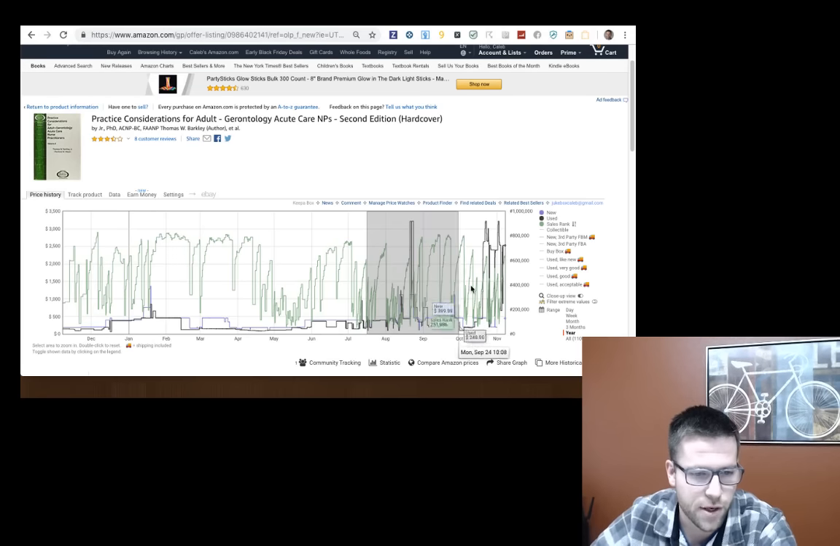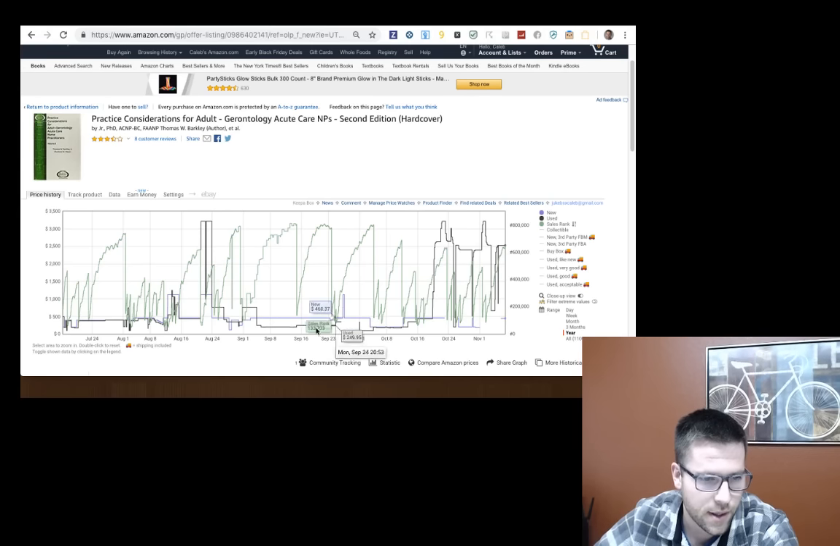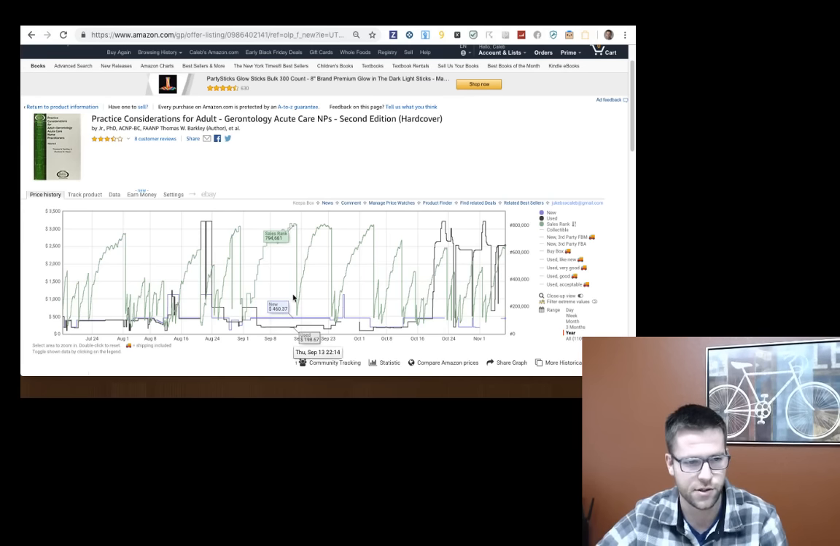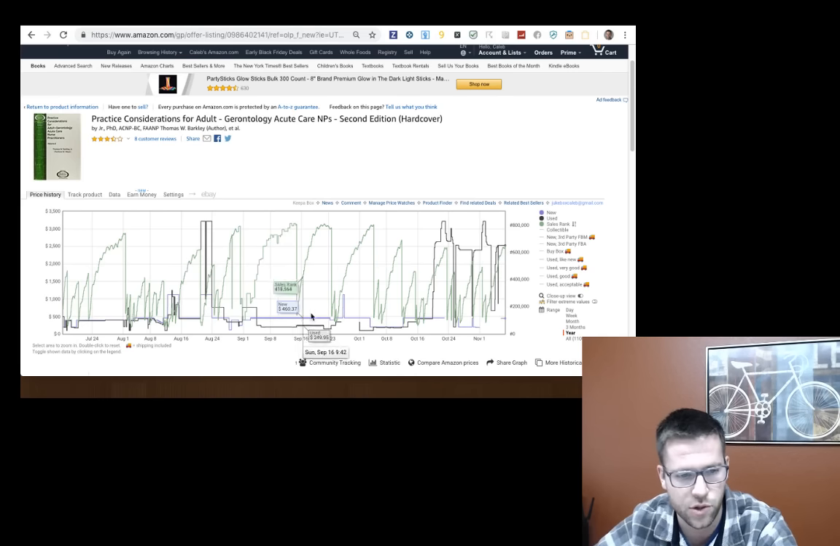All right, so we've got extreme values. Let's go ahead and zoom in on a period of time here. So again, we see that this book is selling. Here's a sale, so it's sold in the 200 used or 400 new. We don't know which one sold.